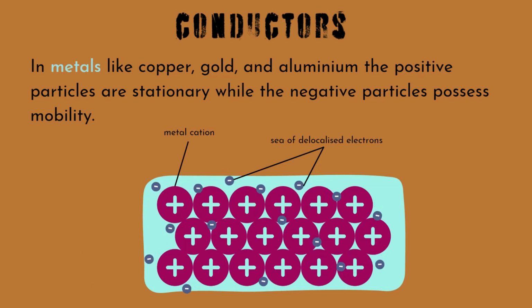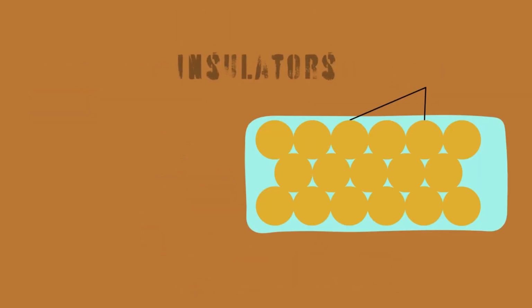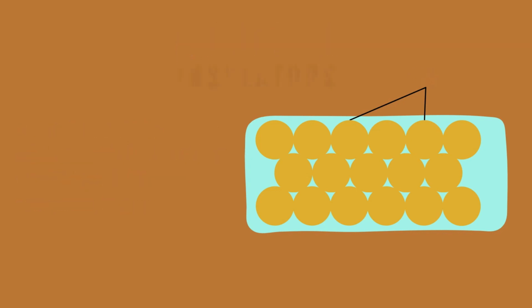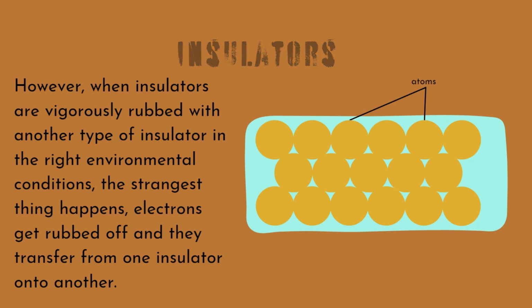In metals like copper and gold and aluminum, the positive particles are stationary while the negative particles possess mobility. In insulators like paper, plastic, and rubber, electron mobility and hence transfer is poor. However, when insulators are vigorously rubbed with another type of insulator in the right environmental conditions, the strangest thing happens. Electrons get rubbed off and they transfer from one insulator onto another.